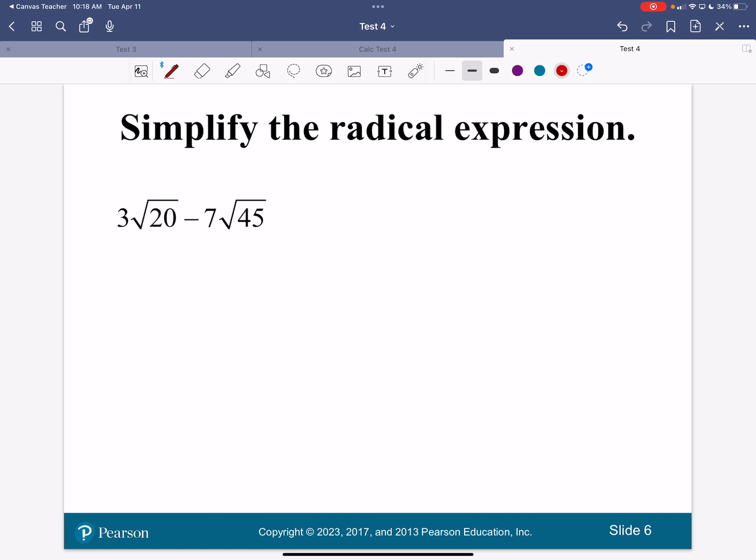So I've got 3 on the square root of 20. Is there a perfect square factor in 20? 4. So I'm going to keep my 3 on the outside. I'm going to rewrite 20 as 4 times 5. The square root of 4 is 2. So I've got a 3 on the outside. Then I've taken the square root of 4, so it's on the outside. And then I've got a 5 that's left on the inside. I can multiply 3 times 2 together. What is 3 times 2? Good. So I have 6 on the square root of 5.